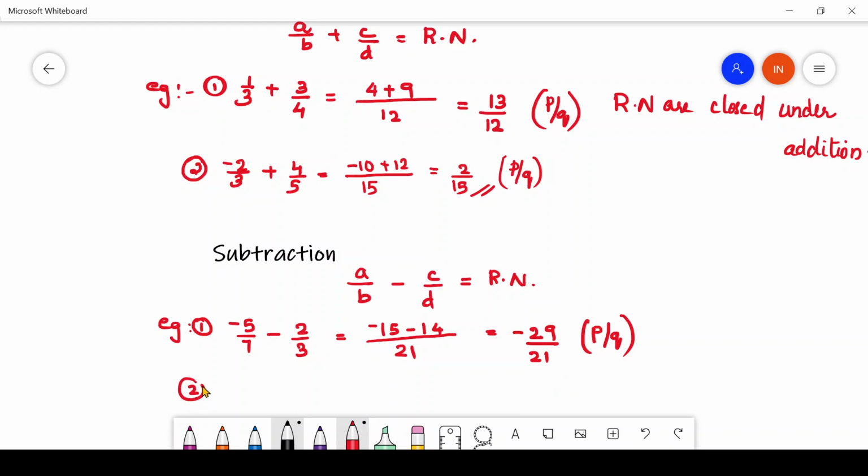Let us see one more example. I'm going to take here 5 by 8 and 4 by 5 and subtract these two, and let us see whether we are getting another rational number.